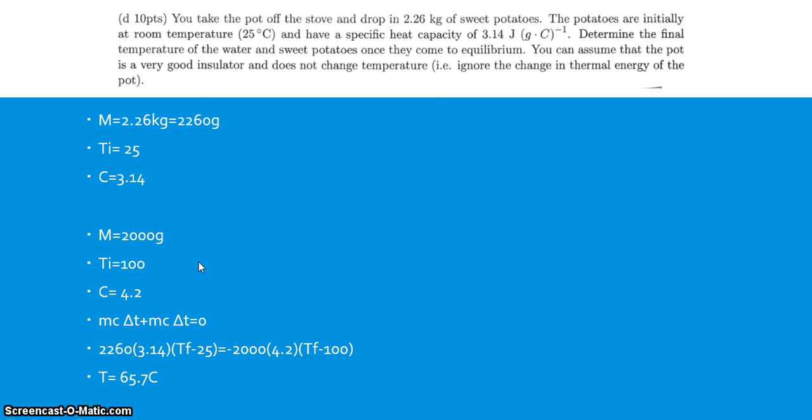So the energies have to add up to be 0. So we have the thermal energy of potatoes plus thermal energy of water equals 0. So MC delta T plus MC delta T equals 0. If you subtract the water's MC delta T to the other side and plug in the numbers, you get 2260 times 3.14 times the final temperature minus 25 equals, you have to do the negative because you subtracted it, 2,000 grams of water times 4.2 times the final temperature minus 100. When you do all these calculations, you get the final temperature to be 65.7 degrees Celsius. Thank you.